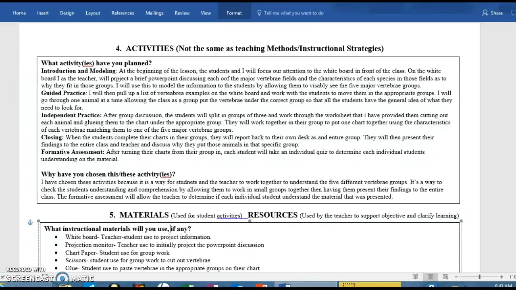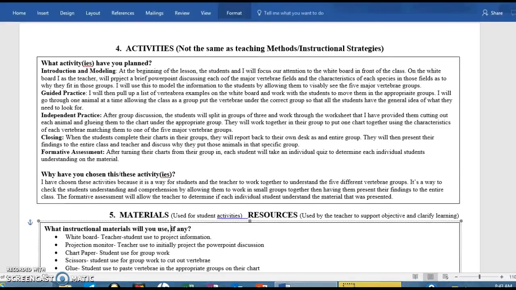I will then close it out. The students will complete their charts in their groups. They will report back to their own desks and then discuss as an entire group. They will then present their findings to the entire class and teacher and discuss why they put those animals in that specific group. And at this time, they will also apply their animals to the large chart that the teacher provided on the whiteboard.